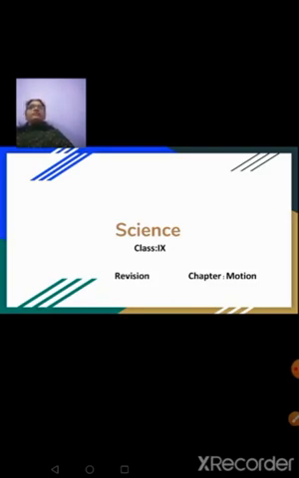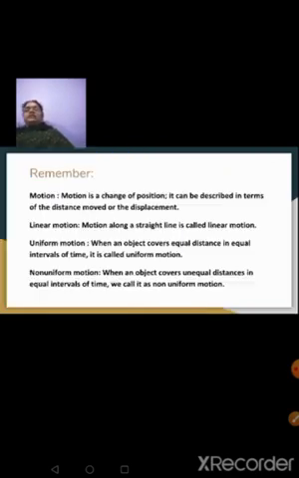In the next session we'll be learning about equations of motion and a few sums based on these equations of motion, and the concepts or terms related to motion. Okay, now let's begin with important terms like motion, linear motion, uniform motion, non-uniform motion, acceleration, speed, velocity, distance, displacement.